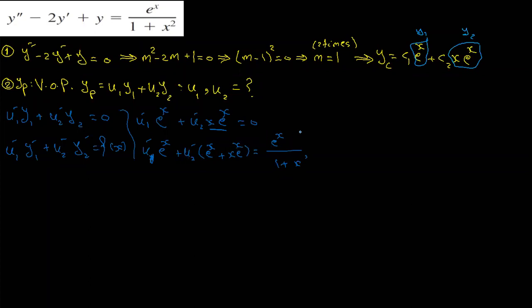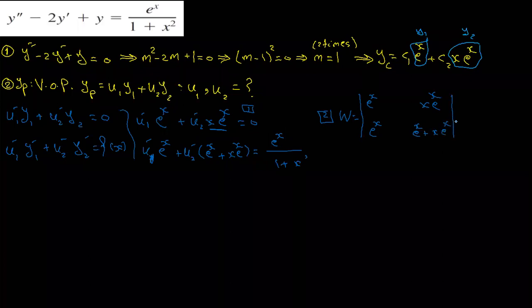Okay? Now, to solve this system, I'm going to follow this. So this is the system. I'm going to solve this system using Cramer's rule, so I'm going to find the W. Don't forget that the W is given by your functions y1 and y2, so it is e to the x and x e to the x. Second row is their derivatives, so it is e to the x here, and here it is e to the x plus x e to the x.